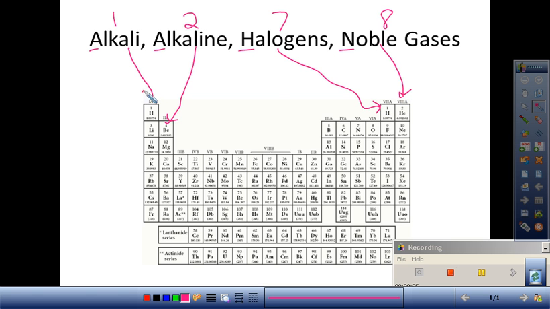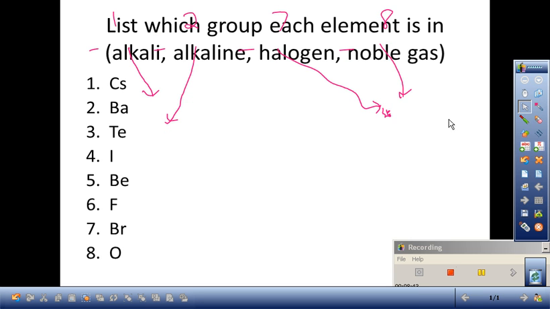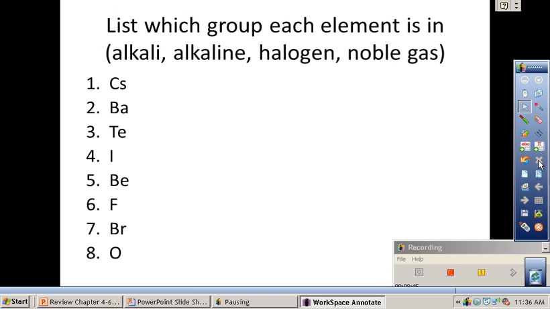Alright. So if I tell you sodium, what group it's in, well, it's alkali. If I tell you fluorine, he's group 7. Okay, fluorine is a halogen, and helium would be a noble gas. Make sure you have those names memorized. Alright, go through these guys. Tell what group they're in, alkali, alkaline, halogen, or noble gas. Pause the video and continue on when you're done.